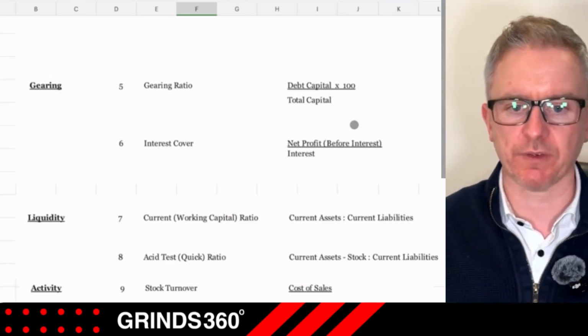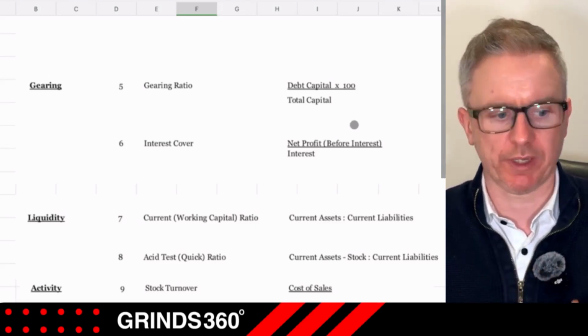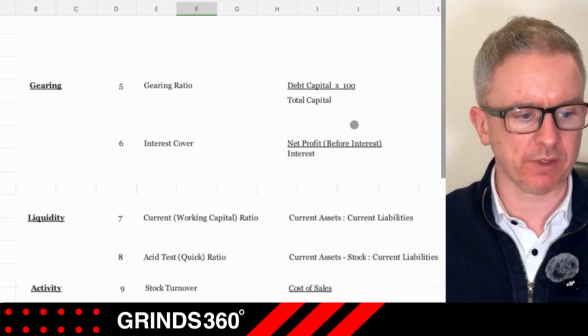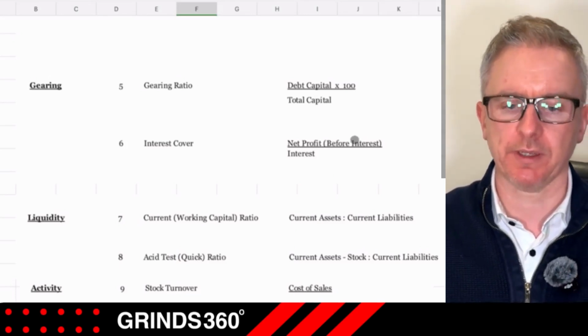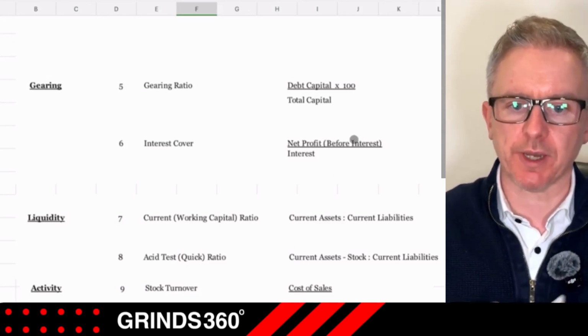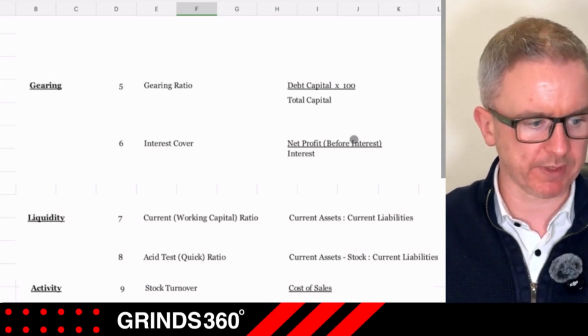Then your interest cover. So you're saying to yourself, how many times would I actually be able to cover my interest payments this year? So it's your net profit before interest, so net profit plus the interest. Before the interest was deducted, how much did I have? How many times was I going to be able to cover my interest payment?